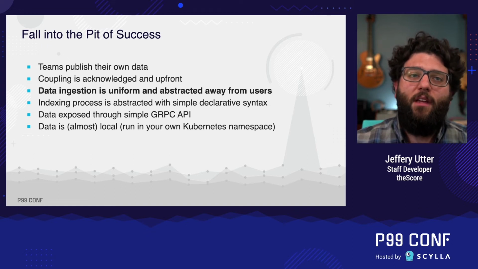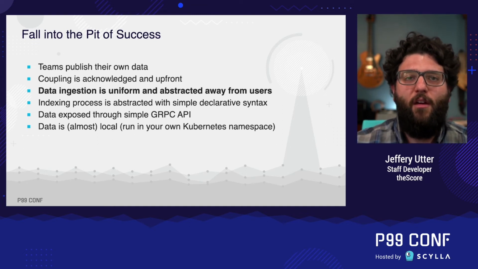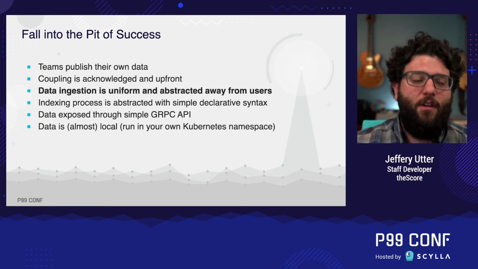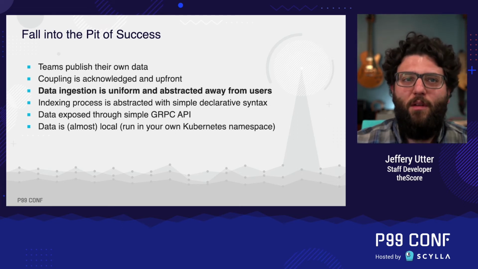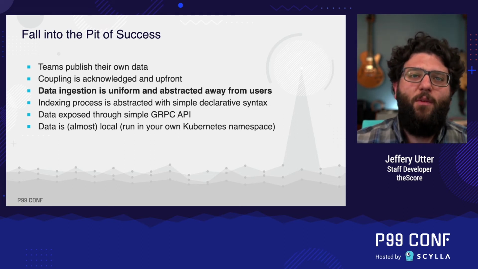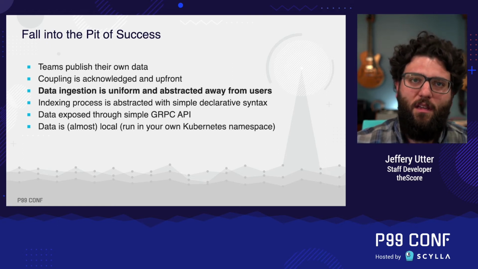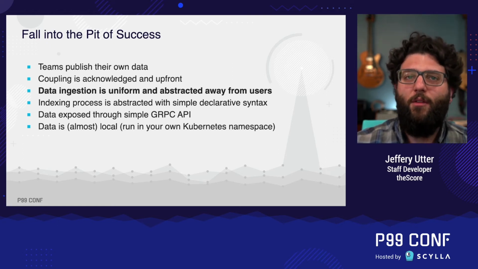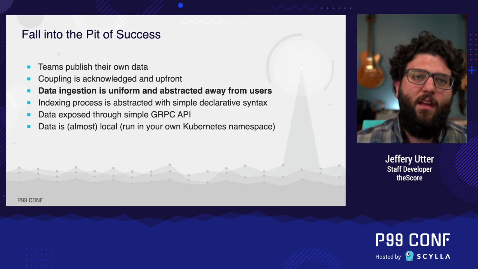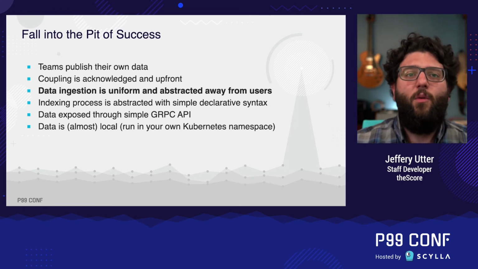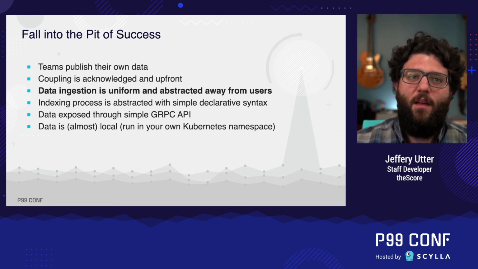And then we want to have a data ingestion system that's uniform and abstracted away from the user, so they don't have to care about how do we connect to Kafka, what do we do when our consumers need to rebalance, how do we get that data into our application reliably. And then to go along with that, we want the indexing system to be similar. We want teams to tell us what indexes they need and then not have to worry about how they're implemented. Lastly, to get that data, we want it exposed through a simple gRPC API.